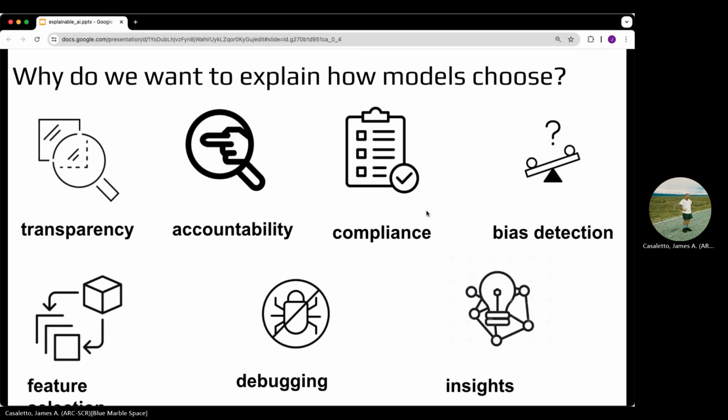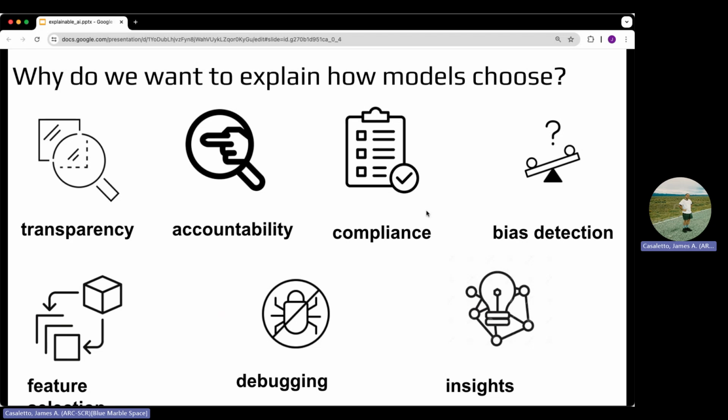Why do we want to explain how models choose? Well, explaining AI is crucial for several reasons. One is transparency. Understanding how AI models make decisions helps users trust them more. When users comprehend why a particular decision was made, they can better evaluate the reliability and fairness of the system.